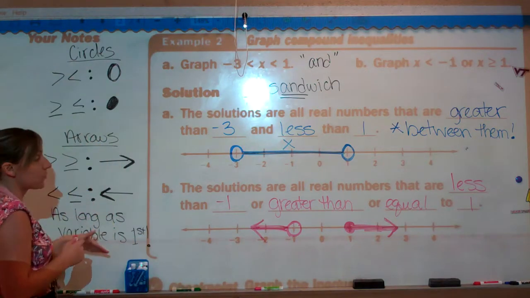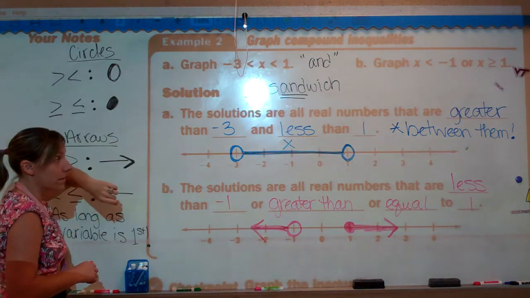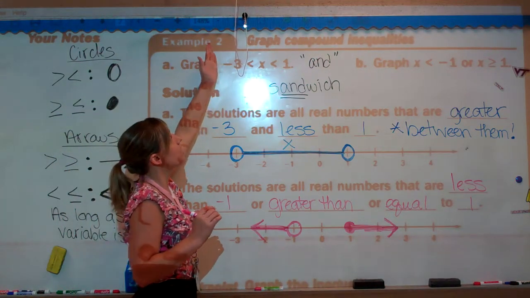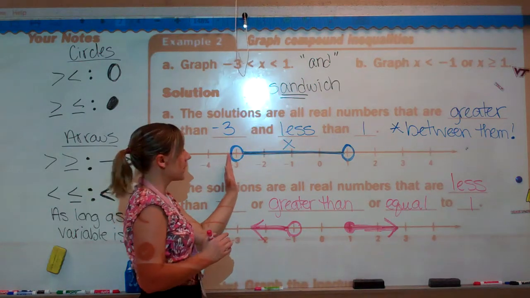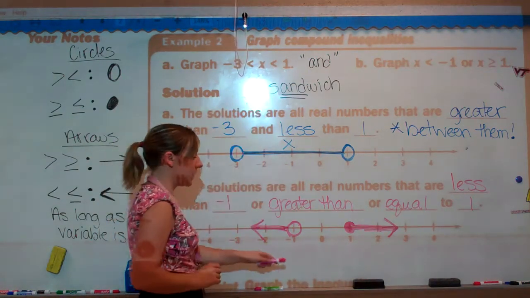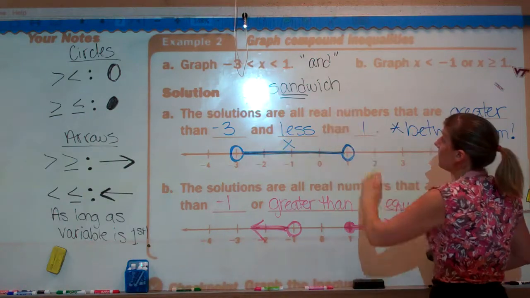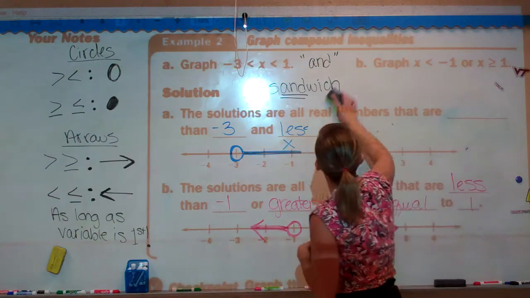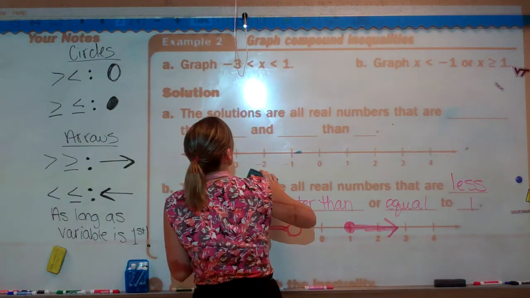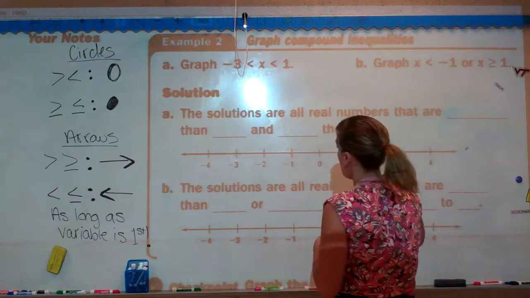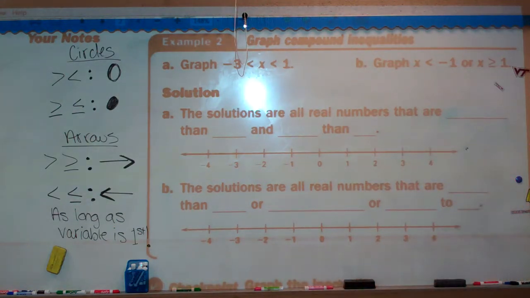So you still have to use the same rules for your arrows and your points, but that sandwich does look a little bit different because it goes from the smallest to the largest. So -3 is the smallest, x is in between, and 1 is the largest. So your number line actually looks very, very close to the actual solution, the way that it's written. Okay? So now we want to take that and apply that to this one.